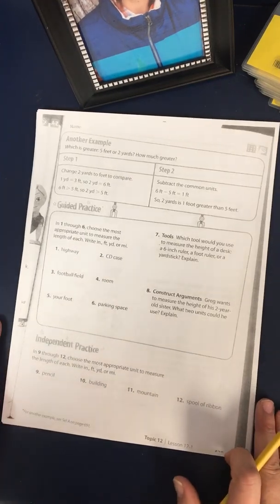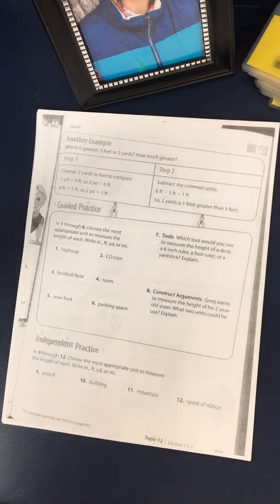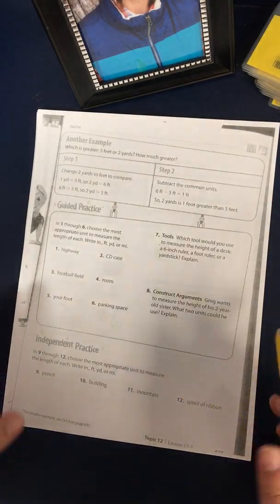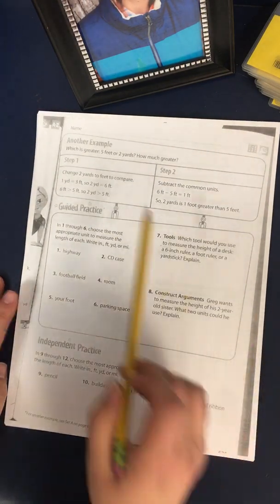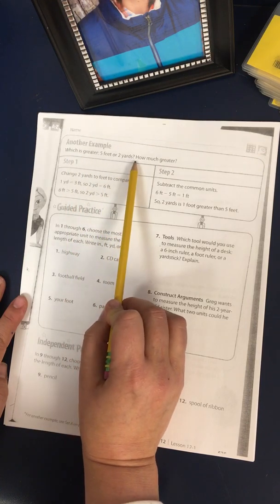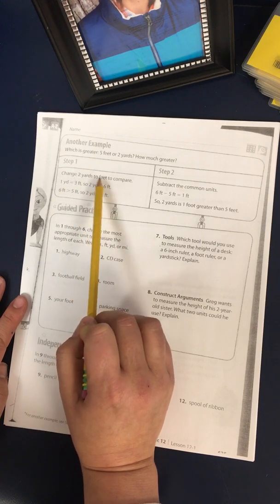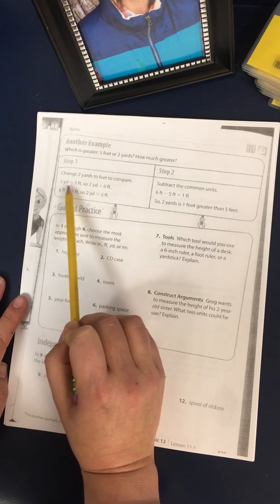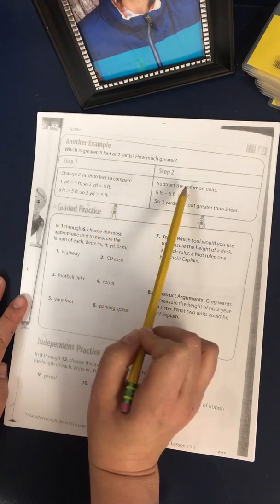Now, on your worksheets, this is page 625. I'll look at 625 with you and 637, the first two in the packet here. It kind of gives you an example. It says, which is greater, 5 feet or 2 yards? How much greater? Well, in step 1, you're going to change 2 yards to feet. So if 1 yard is 3 feet, then 2 yards is 6 feet.